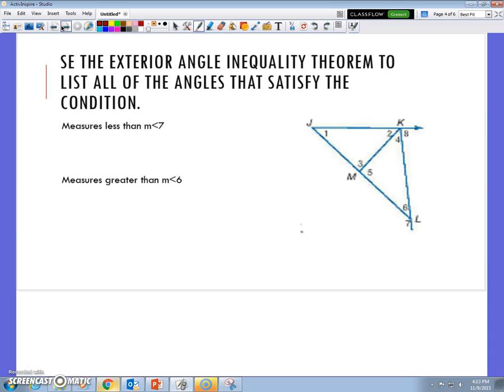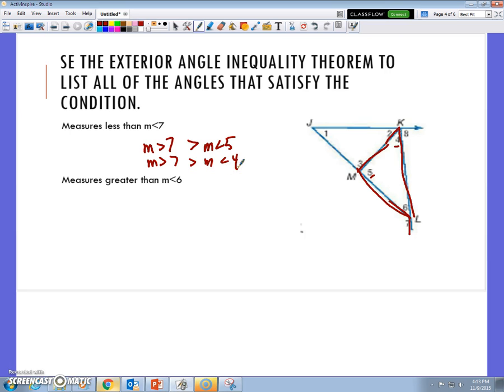So use the exterior angle inequality theorem to list all the angles that satisfy the condition: measures less than measure angle 7. So here's measure angle 7. It is an exterior angle to two different triangles. Okay, so we need to be careful we answer both parts. Measure angle 7, its remote angles could be 5 and 4. If I'm looking at this triangle right there, I know that measure angle 7 must be greater than measure of angle 5. I know that it must be greater than the measure of angle 4 because those are both its remote angles.